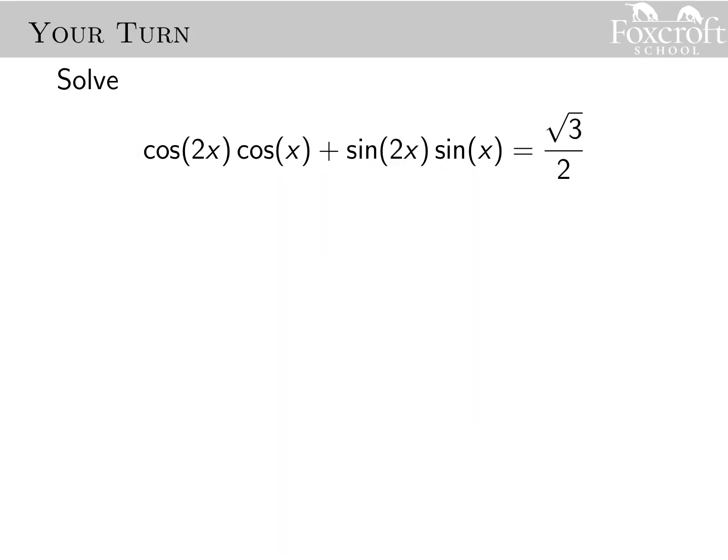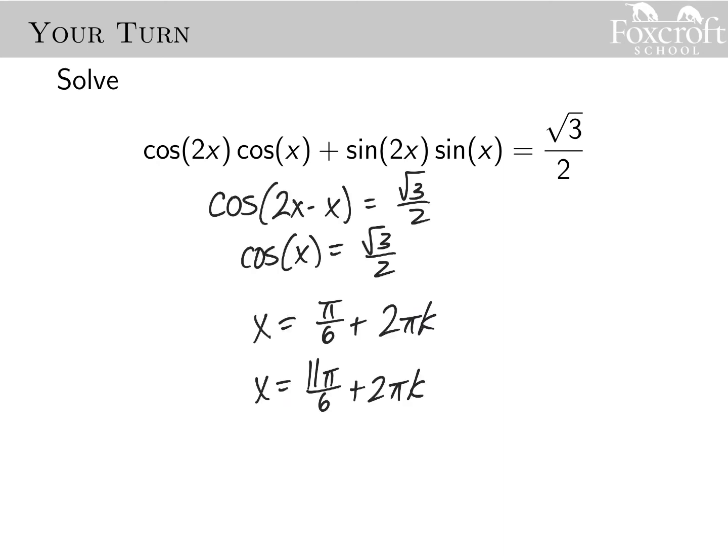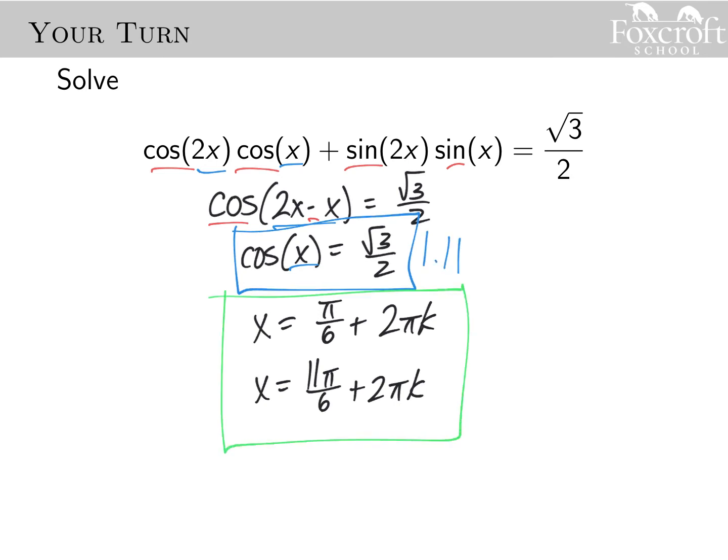Go ahead and solve this problem. Again, keep in mind the types of identities that can help simplify. And here is the solution I came up with. This follows the exact same pattern as the previous one. Again, we're using the cosine difference identity. So we take 2x and subtract x. That simplifies really nicely to just a single x. So this is just learning objective 1.11. We don't have to do anything else, and we get these answers down here.